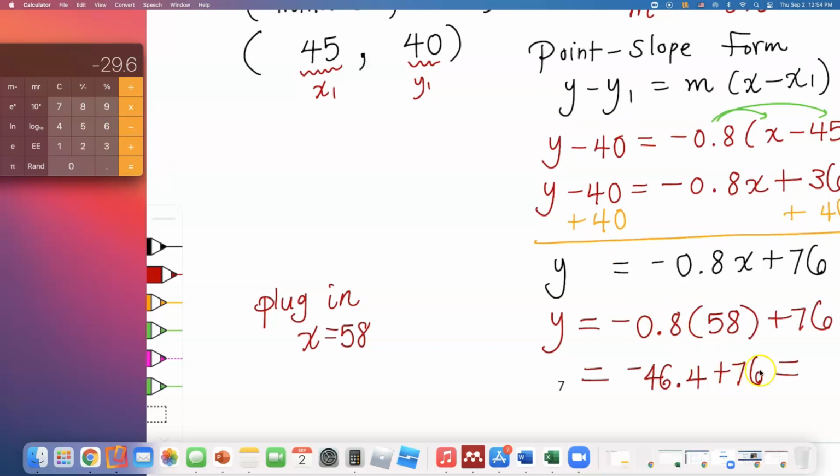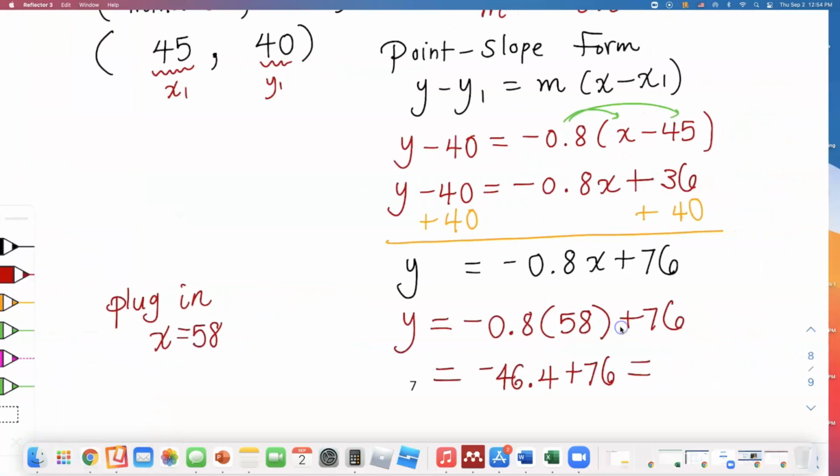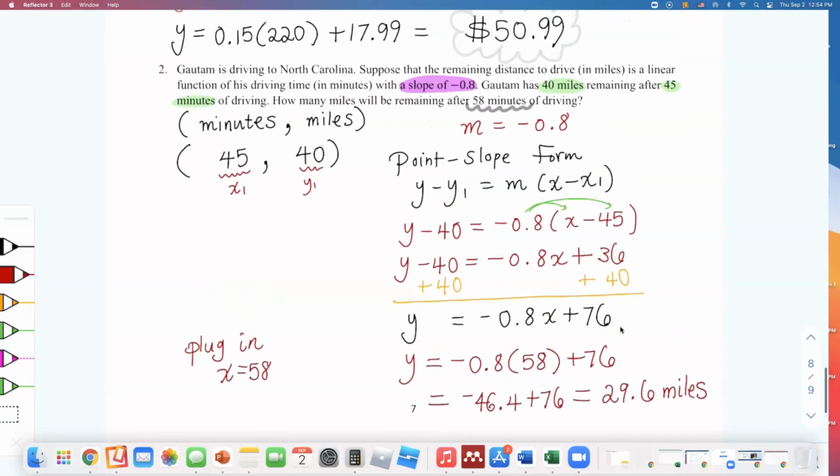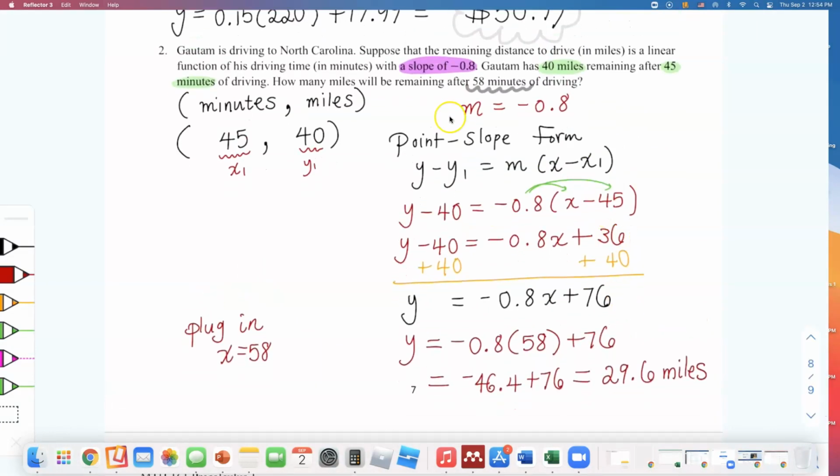So let me write down the answer, 29.6. So he will have 29.6 miles left to go, if he drove for 58 minutes already. An interesting question will be something like, how many minutes will it take him to get there, right?